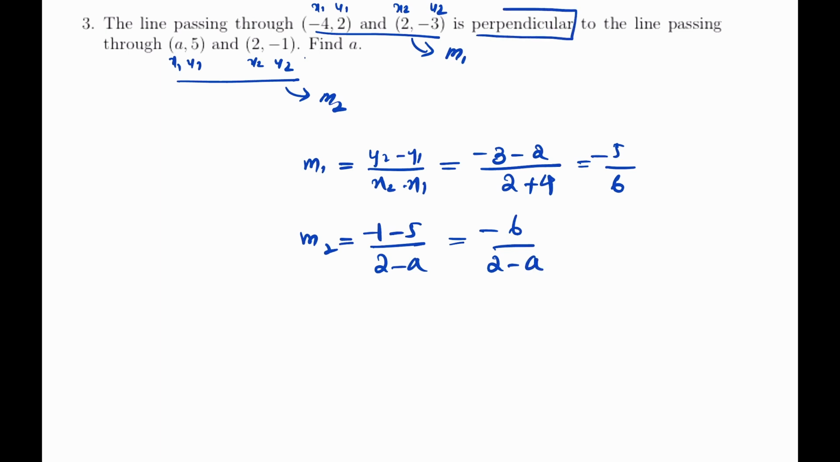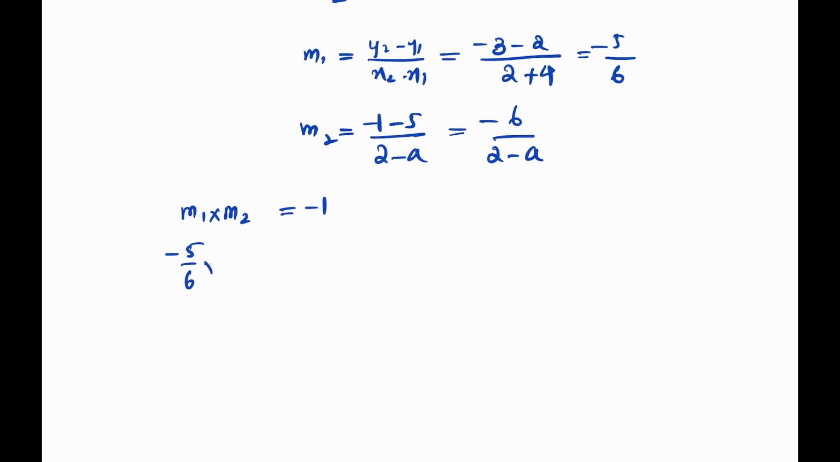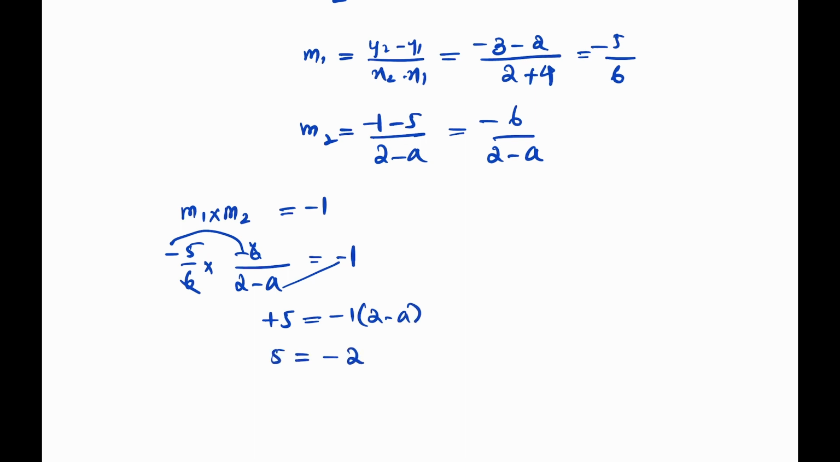Now in this case, both are perpendicular to each other. So m1 into m2 is equal to minus 1. So minus 5 by 6 into minus 6 by 2 minus a is equal to minus 1. So 6 and 6 you can cancel. Minus 1 into minus 5 will become plus 5 equal to, let's cross multiply this, minus 1 into 2 minus a. So 5 is equal to minus 2 plus a, so a is equal to 7.